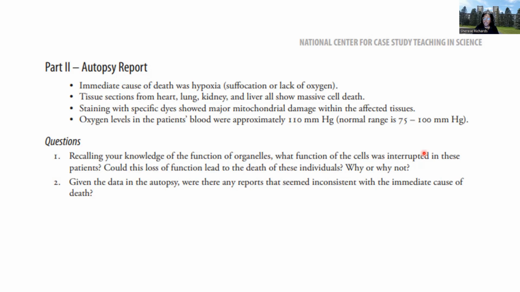Let's look at part 2, what we see from the autopsy report. So the immediate cause of death was hypoxia, suffocation or lack of oxygen. Tissue sections from the heart, lung, kidney, and liver all show massive cell death, right? Meaning that there was a massive necrosis or death of the cells. Staining with specific dyes showed major mitochondrial damage within affected tissues. And then the oxygen levels in the patient's blood were approximately 110 millimeters of mercury, and the normal range is 75 to 100 millimeters of mercury.